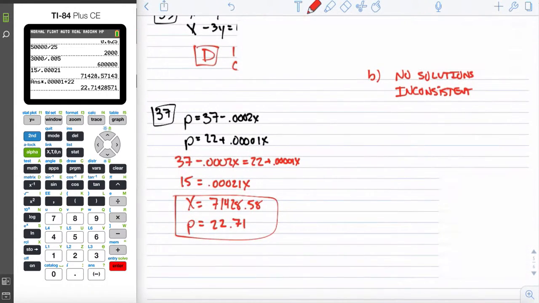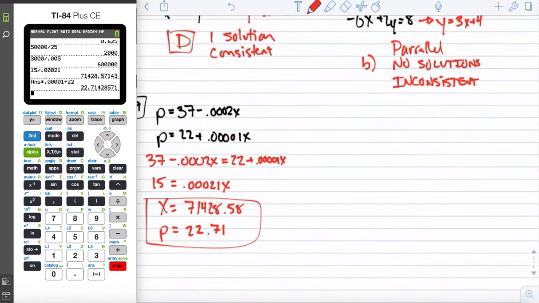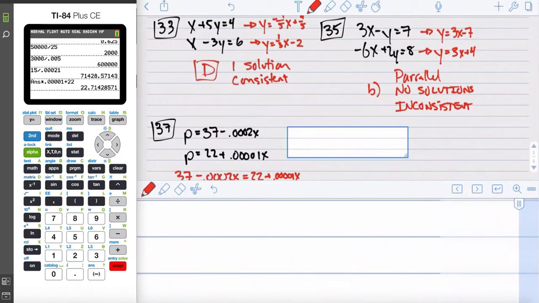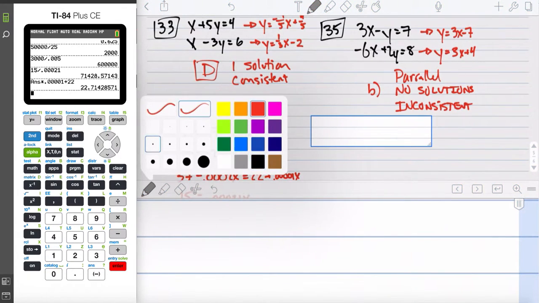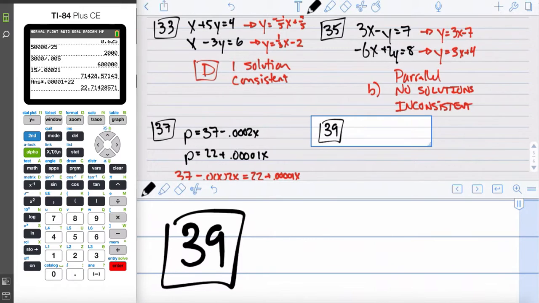Okay, so 9.3 starts with 39. Now we're moving into three equations and three unknowns.